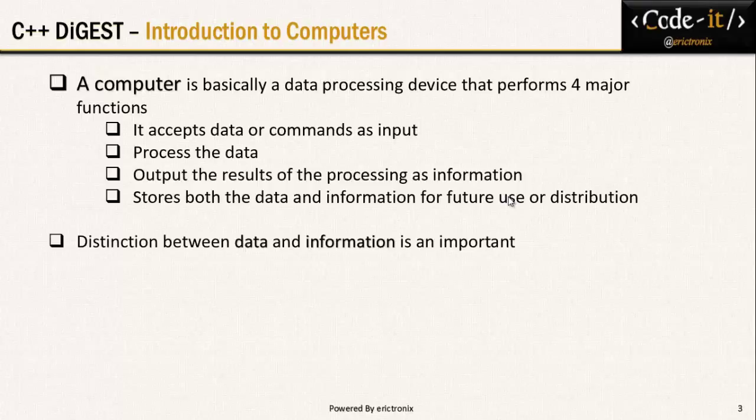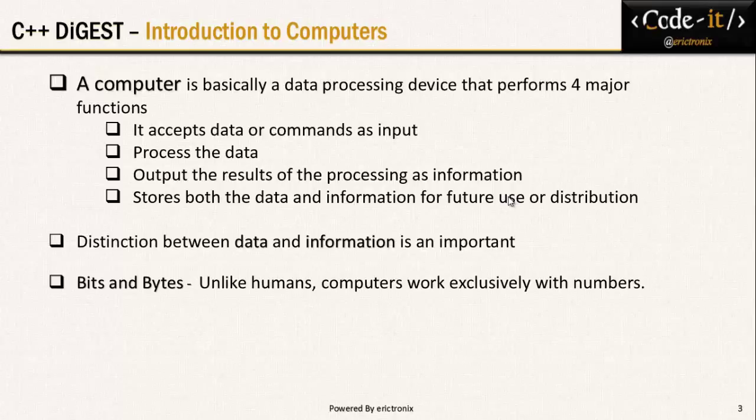When discussing computers, the distinction between data and information is an important one, although in a simple conversation, we may use them interchangeably. In computer terms, data is a representation of fact or idea. Data can be a number, a sound recording, a video clip, a piece of text, etc. Unlike humans, computers work exclusively with binary numbers, also known as the base 2 number system.